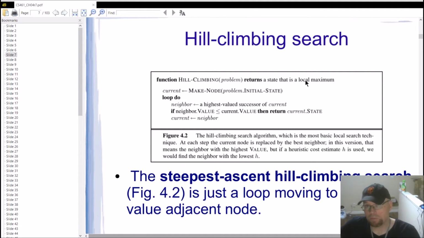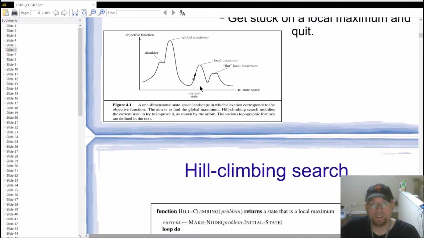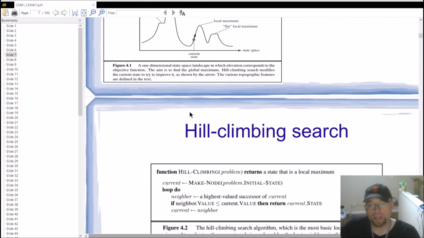Didn't say global, right? Because it could be the case, just like here, right? Let's say we went in reverse. Let's say that our start point was over here and we were moving this way. Well, we would have hit a flat local maximum, right? But let's say that wasn't flat. Let's say that we started, say, here, right? We hit a local maximum. In either case, you didn't find the global maximum, so it says local maximum.